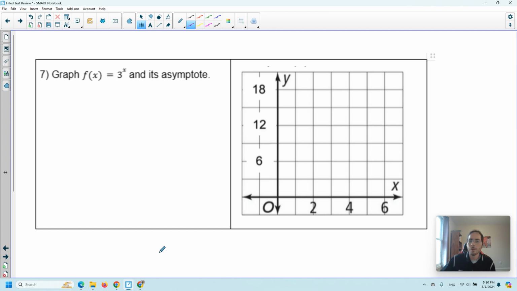For number 7, graph 3 to the x and its asymptote. We can see here it looks like we're counting up by 3s because it's 6, 12, and 18. So I'm just going to draw on my other lines here.